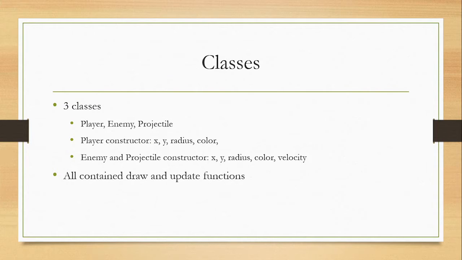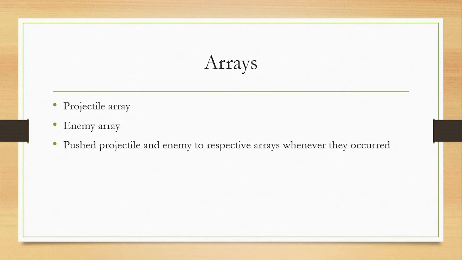For my classes, I have three classes: a player, enemy, and projectile class. The player constructor takes X, Y, radius, and color. The enemy and projectile constructors take all those things plus velocity, because they'll be moving away from and towards the player respectively, and all contain draw and update functions. For my arrays, I have a projectile array and an enemy array, so that every instance that occurs is easier to manage and handle. Whenever a projectile is shot, it appears in the projectile array, and whenever an enemy appears on the screen, it appears in the enemy array. I'll get into splicing those arrays a little later in the PowerPoint.